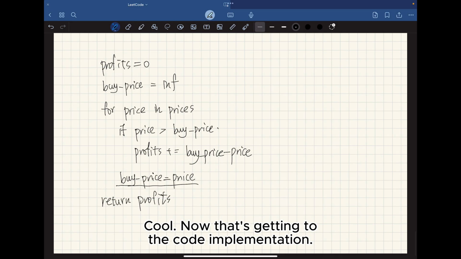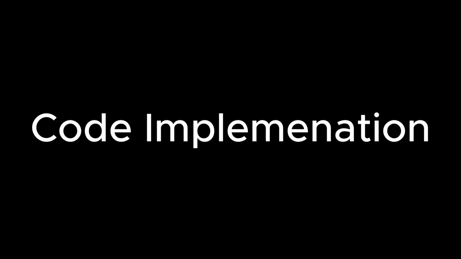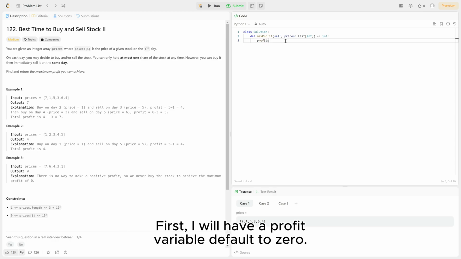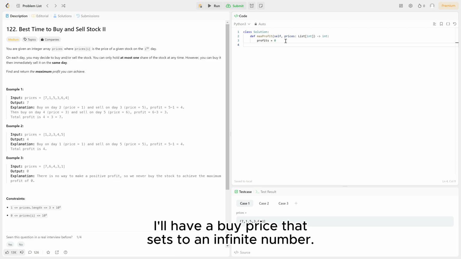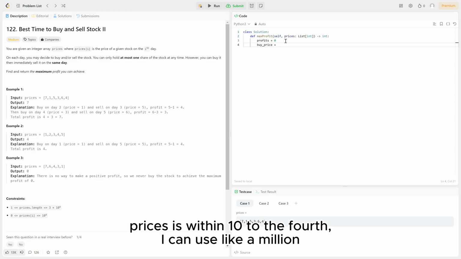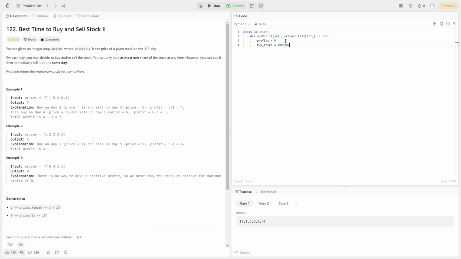Cool, now let's get into the code implementation. What we are going to write down is pretty much the same as the pseudocode. First, I will have a profit variable default to 0. I'll have a buy price set to an infinite number. And since the constraint here told me that the range of the prices is within 10 to the 4th, I can use a million here as the infinite price.